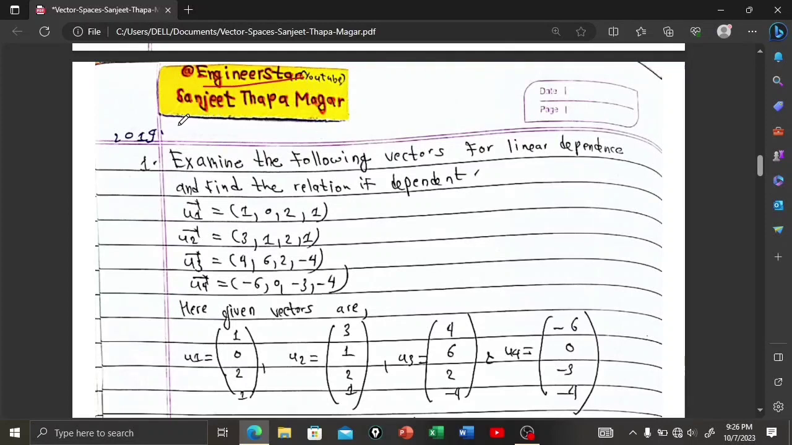My name is Sanjeet Thapa Magar, and here I will be explaining the question that was asked in 2019. The question is: examine the following vectors for linear dependence and find the relation if dependent. First, we need to check whether these four vectors are linearly dependent or independent, and if dependent we have to find the relation between these four vectors.